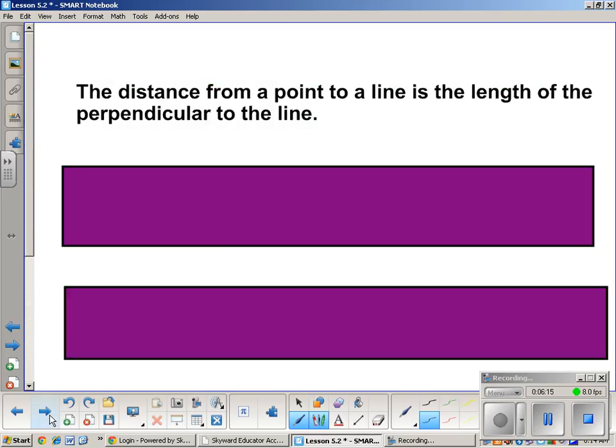The distance from a point, this is really important. The distance from a point to a line is the length of the perpendicular to the line. Okay? The distance from a point to a line is the length of the perpendicular to the line.